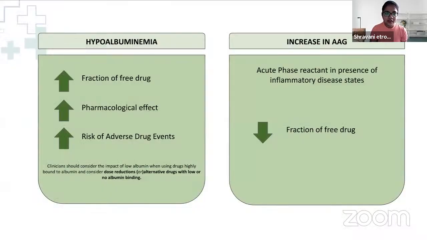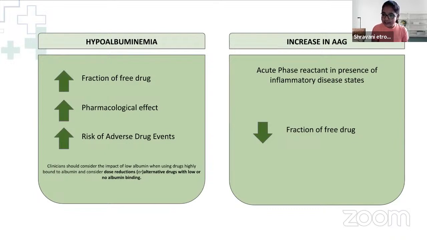So we have two scenarios here: hypoalbuminemia and increase in AAG. These are usually the responses to an acute inflammatory phase. In case of hypoalbuminemia, the albumin is decreased and there is an increased fraction of free drug. Usually an acidic drug will bind to albumin. So if the albumin levels are decreased, the fraction of free drug is increased for drugs which bind to albumin. If there is an increase in the fraction of free drug, there is an increase in pharmacological effect, which will also lead to increased risk of adverse drug events.